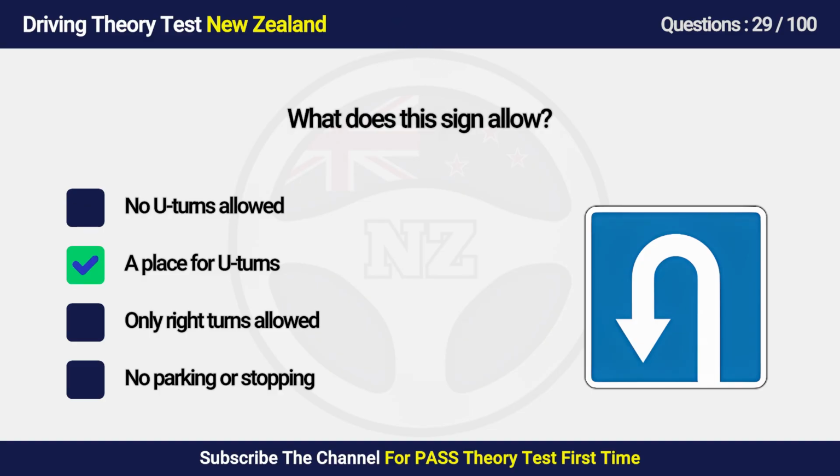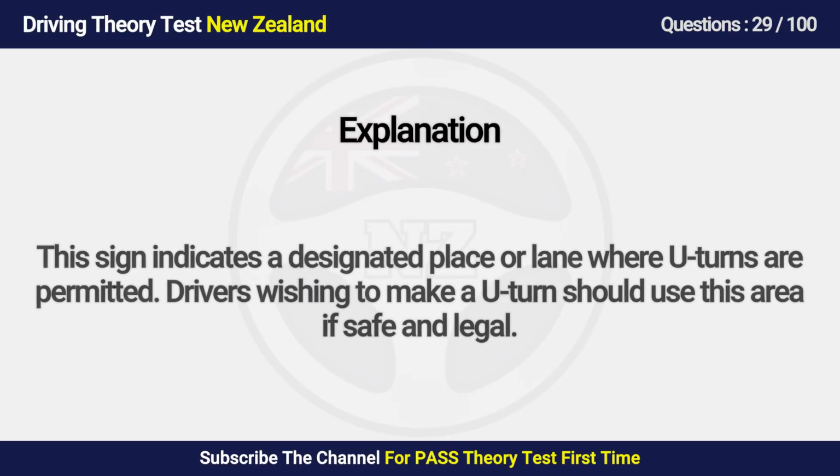Answer is B. A place for U-turns. This sign indicates a place or lane where U-turns are permitted. Drivers wishing to make a U-turn should use this area if safe and legal.